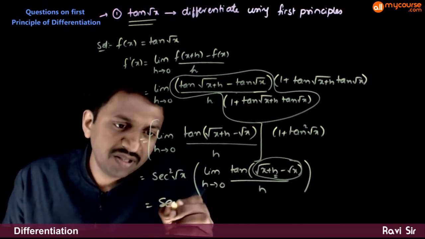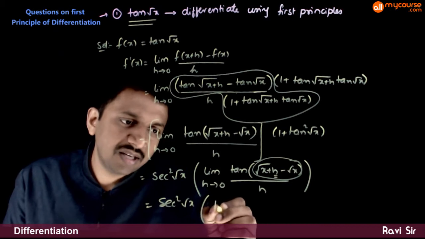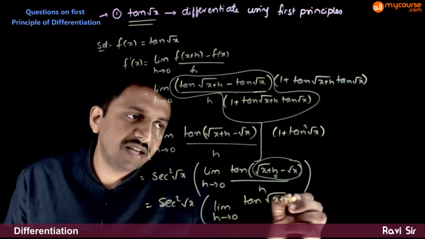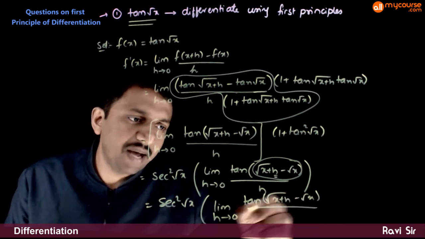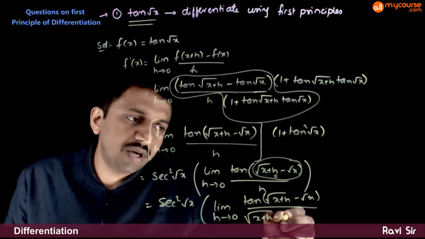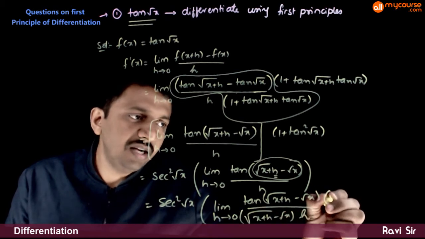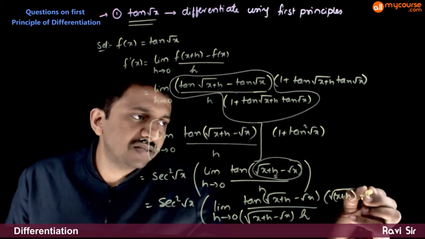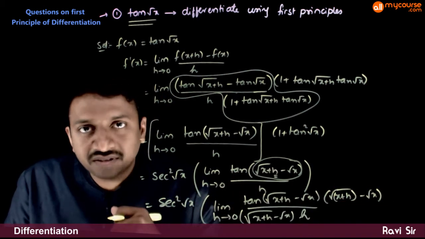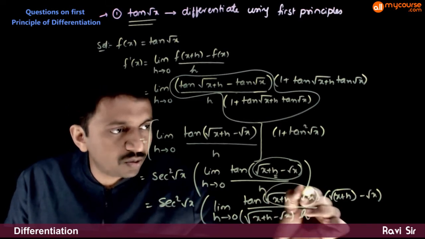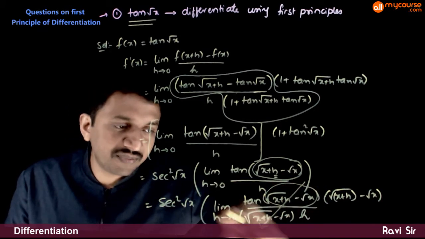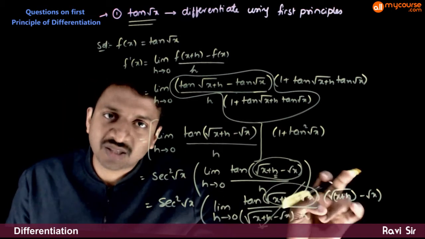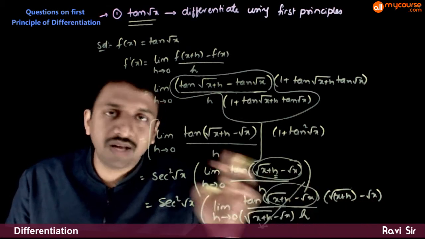So that is equal to secant square root x times limit h tends to 0, tan of root of x plus h minus root x by root of x plus h minus root x times root of x plus h minus root x by h. I have multiplied and divided with this. So as root of x plus h minus root x goes to 0, tan something by something goes to 1. So this expression goes to 1. Now what is remaining is this expression, root of x plus h minus root x by h.